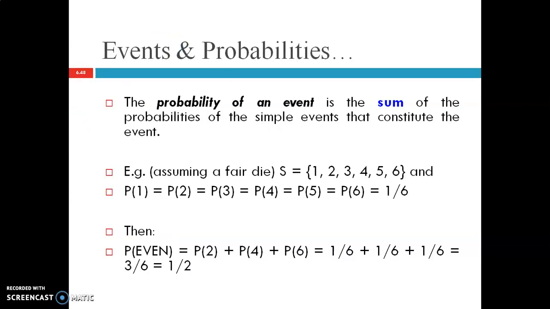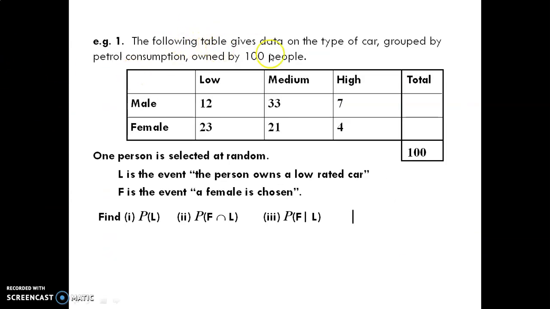Example 1 on this probability. The following table gives data on the type of car grouped by petrol consumption owned by 100 people. In this table you can see that the rows show male and female. They are checking petrol consumption. The owner may be male or female, and they made up 3 categories: low, medium, high.